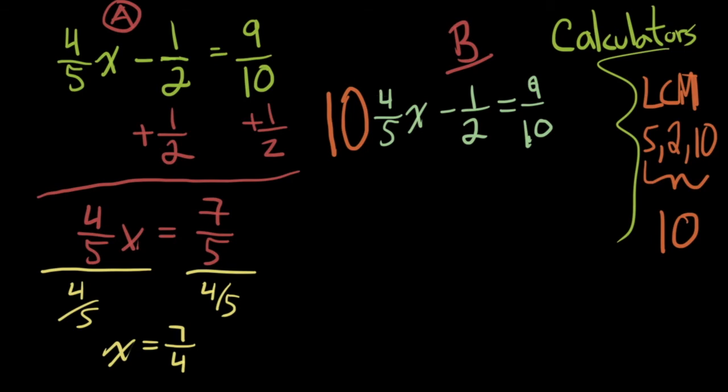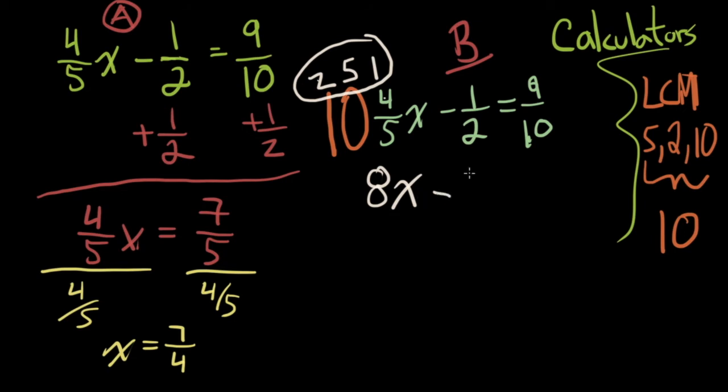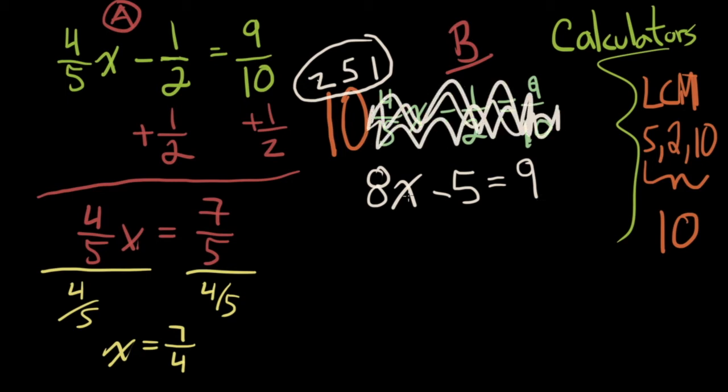And then I basically say, 5 times what is 10? 2. 2 times what is 10? 5. 10 times what is 10? 1. So these numbers up here are going to do all the multiplying by the numerators. So you go 2 times 4, which is 8x. 5 times -1 is -5. And 1 times 9 is just 9. You then have gotten rid of all the denominators, and you have a new equation.